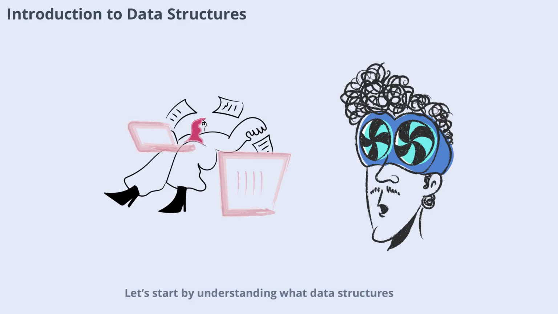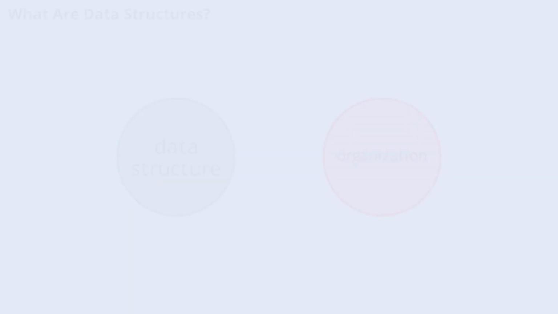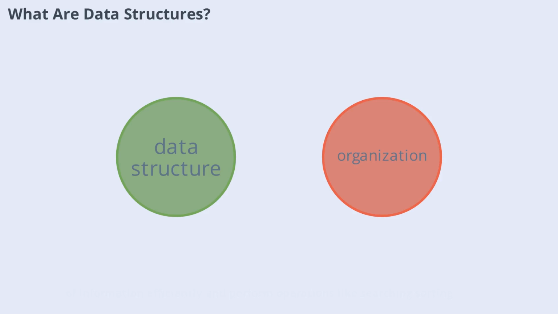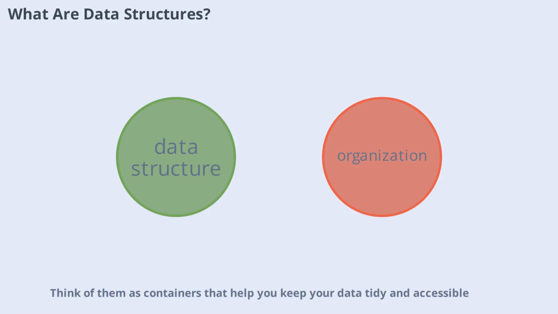Let's start by understanding what data structures are and why they matter in Python. Data structures are specialized formats for organizing, processing, retrieving, and storing data. In Python, they allow us to handle large amounts of information efficiently and perform operations like searching, sorting, and updating data. Think of them as containers that help you keep your data tidy and accessible. The right data structure can make your code faster and easier to maintain.